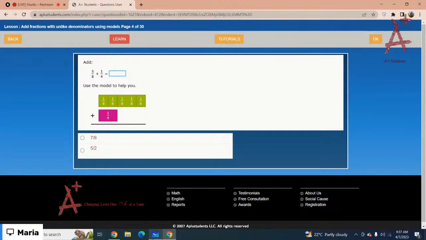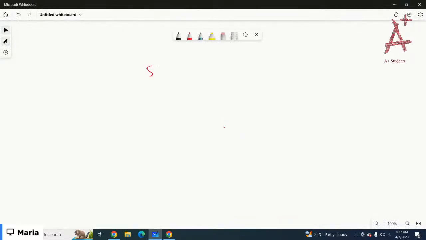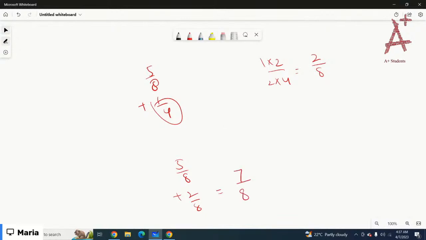Okay, the next one is 5 by 8 plus 1 over 4. See, again, they have different denominators. So here you have 8. That means you need to do 4 times 2. You have to multiply this fraction by 2. It would be 1 times 2 divided by 4 times 2. It would be 2 over 8. So just replace 1 over 4 by 2 over 8. It would be 5 over 8 plus 2 over 8. Now they have like denominators. You simply have to add their numerators. 5 plus 2 is 7. It would be 7 over 8. Got it? So the correct option is 7 over 8.